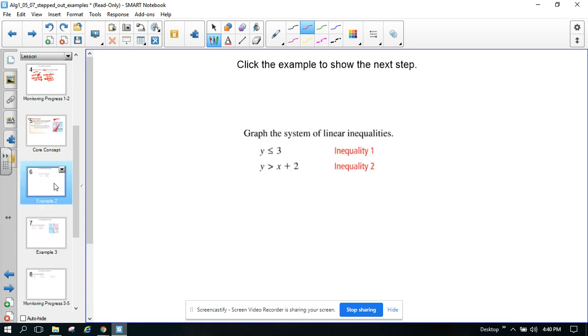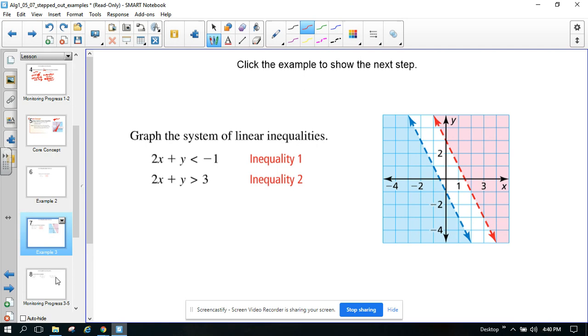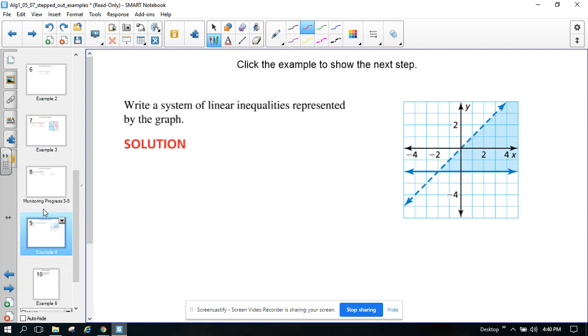I added a few extra examples that I really didn't need. So graph the system of linear inequalities. Let me go down to this one. I thought I put one on here that I already put in Desmos.